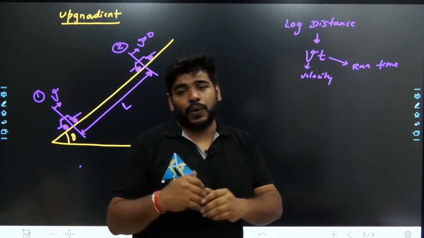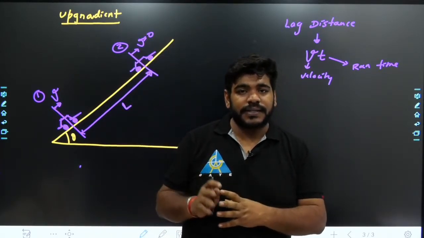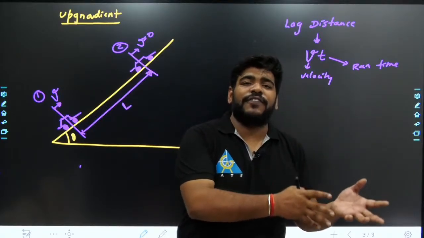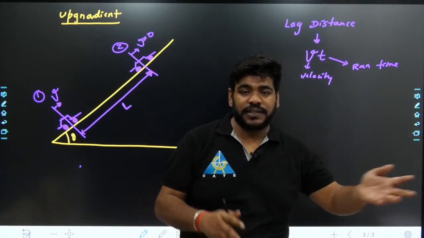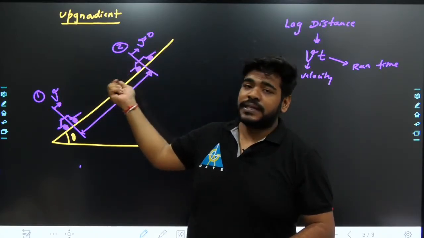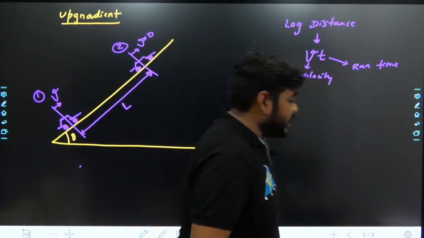Whatever change you will see is only in the braking distance. So we'll calculate the braking distance only, and after that we will calculate the final SSD just by adding the lag distance to the value that you get from this expression. So let's see what I am doing.